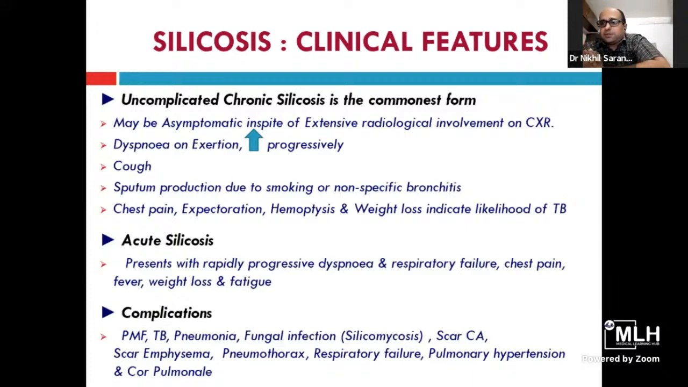There are complications of silicosis. Fibrosis is one, tuberculosis, which we are discussing, any other infection because the lung is diseased, so pneumonia, fungal infections, which we call silicomycosis, scar carcinoma, scar emphysema, pneumothorax, respiratory failure, pulmonary hypertension, and cor pulmonale. Next.